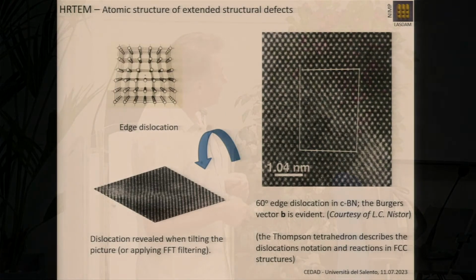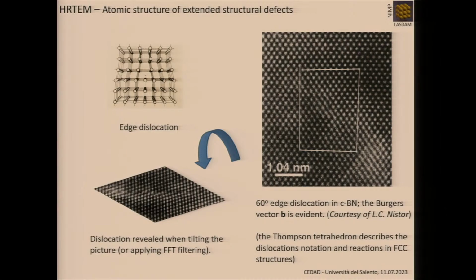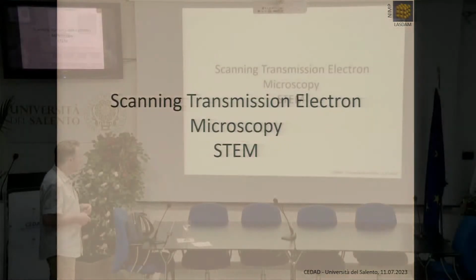Although we cannot see it directly, we can find the information about the Burgers vector by building a Burgers circuit around the dislocation, and we clearly see the closure defect here, and this way find what is the Burgers vector associated to this dislocation.